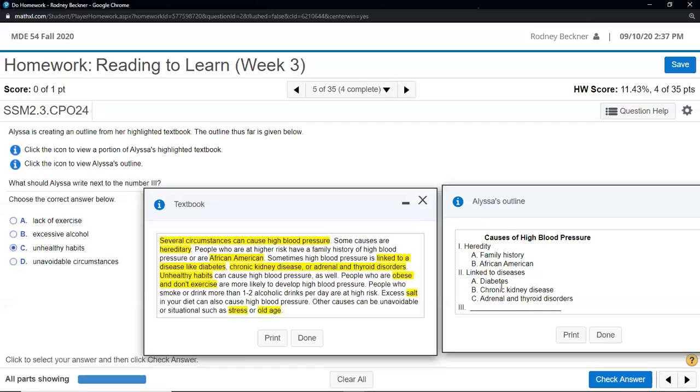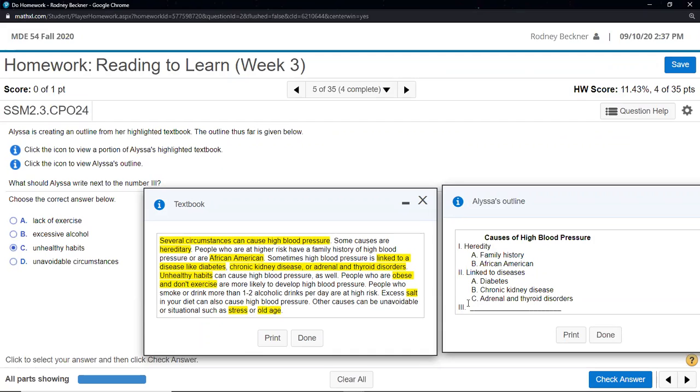Several circumstances can cause high blood pressure. So hereditary, links to other diseases, and then a third thing. The next thing that's highlighted looks like people who are obese and don't exercise are more likely to develop high blood pressure. People who smoke or drink more than one or two alcoholic drinks per day are at high risk. Excessive salt, stress, old age.